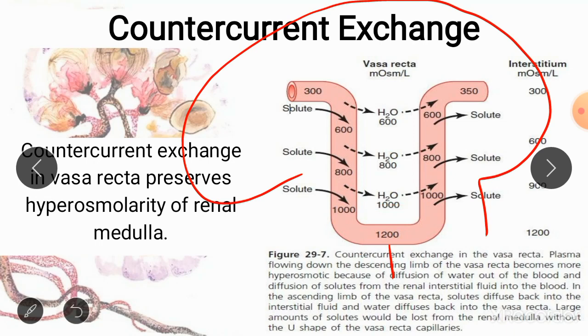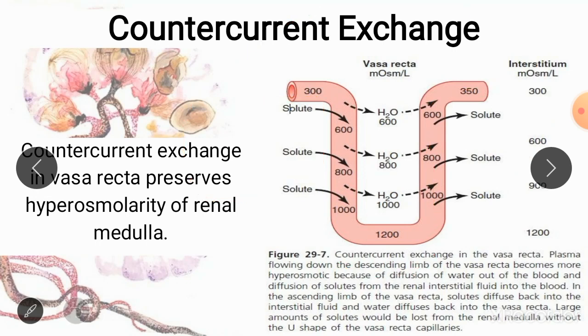So now there is a fear of this large amount of solutes being washed away from the renal medulla, and there is going to be loss of renal medullary hyperosmolarity because the blood is going to wash away this large quantity of solute. But nature has provided a very special mechanism here, known as the countercurrent exchanger, and this is thanks to the U shape of the peritubular capillaries.